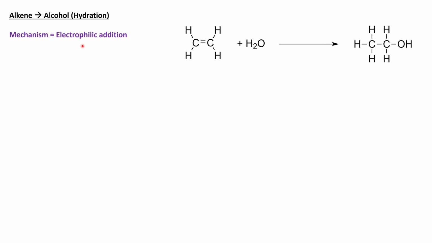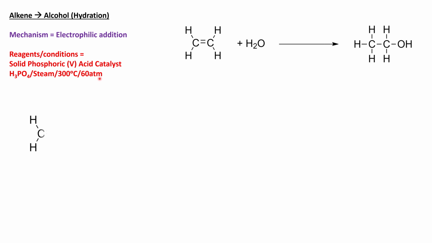The mechanism that this follows is electrophilic addition, and the reagents and conditions are as follows. You need a solid phosphoric(V) acid catalyst, so that's the oxidation state of phosphorus in phosphoric acid, which has the formula H3PO4. You need to react it with water in the form of steam, and the conditions for this are highly specific. They are 300 degrees Celsius and 60 atmospheres of pressure.